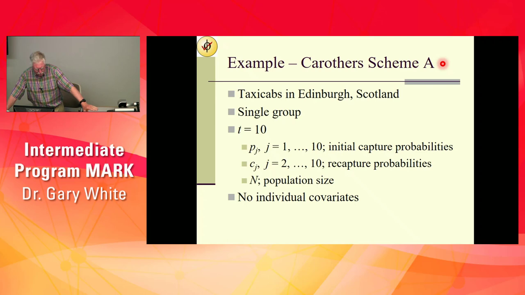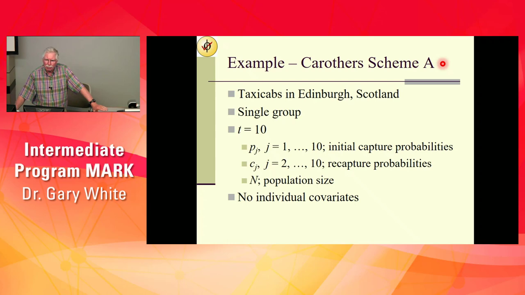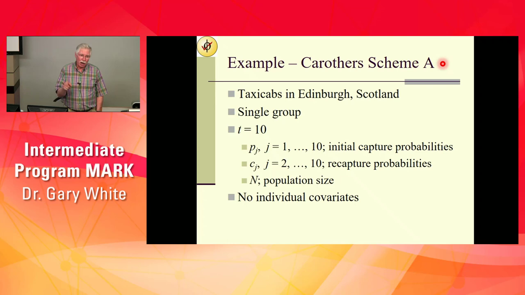So a number of attempts were trying to come up with data sets where we know the answer but yet seemed realistic. One of the more creative of these was Andrew Carruthers in Edinburgh. He got a list of all the taxi cabs in the city, and there were 420 of them. And then he put observers out on street corners, and when a taxi cab would go by, they would record the license number, the taxi cab number, and they'd do it for 10 occasions.